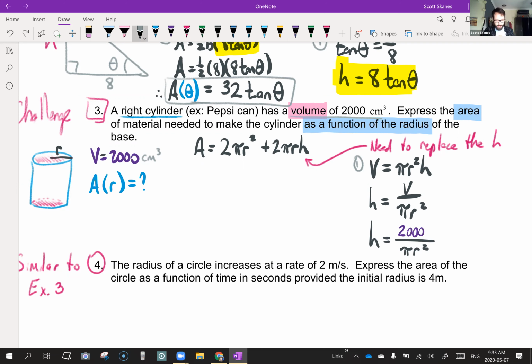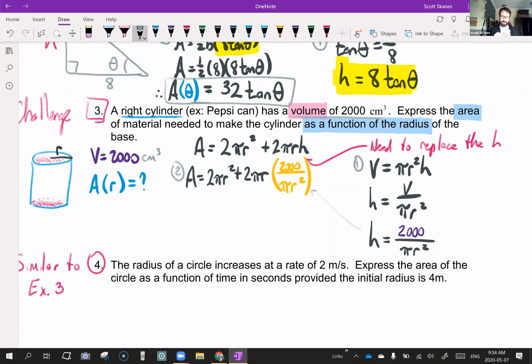So in part 1, we did that. My second step, I'm going to put the h in. So the area is 2 pi r squared plus 2 pi r. What is h? Let me make it super clear. I'll make it in another color. 2000 over pi r squared. Okay, this is the big idea.